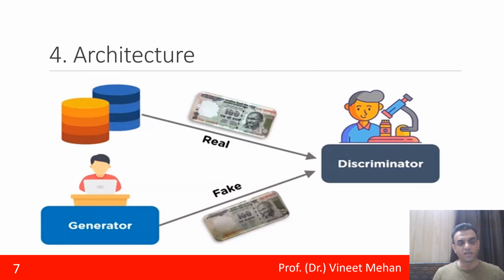Let us see the architecture of it. We have a source which generates the real data. Similarly, we have a generator that generates the fake data, and the discriminator is the one that is checking whether the fake data that is trying to be real is accepted or not. So it accepts it or it rejects it. This is the basic architecture for your generative adversarial network.